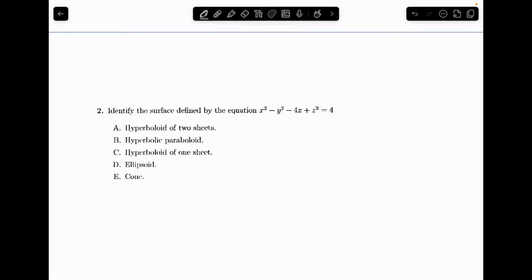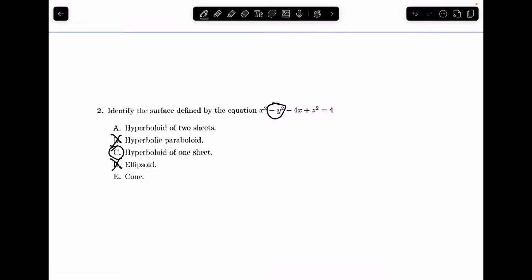We're definitely not looking at a hyperbolic paraboloid because that would be something like z equals x squared minus y squared, but we have z squared, so that cannot be correct. Ellipsoid, likely not because we have that y squared term. So it is just going to be the hyperboloid of one sheet because, like I said, we have the minus y squared.